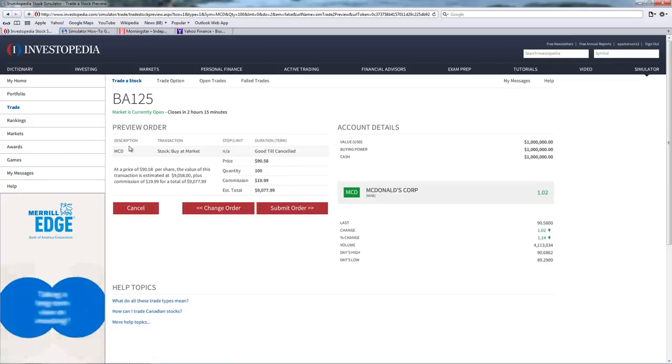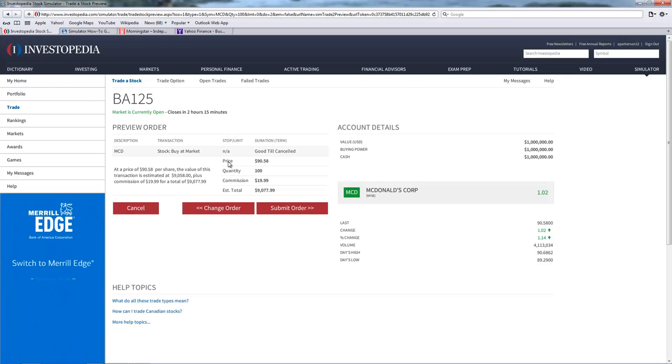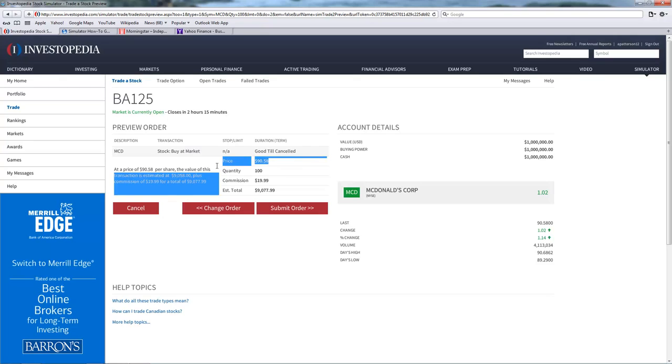So the stock market is still open today for 2 hours and 15 minutes. So I should still be able to do this trade. I am buying at the market price, whatever the price is right now on the stock market. How many shares I want. Commission is the fee. As I mentioned, you will pay $20 every time. So the total amount they're going to take out of my million is $9,077.99. And I can go ahead and go back and change my order if I want to add more shares or change something, or I can go ahead and submit my order. Go ahead and click that.